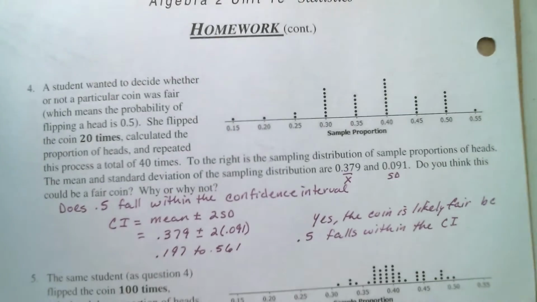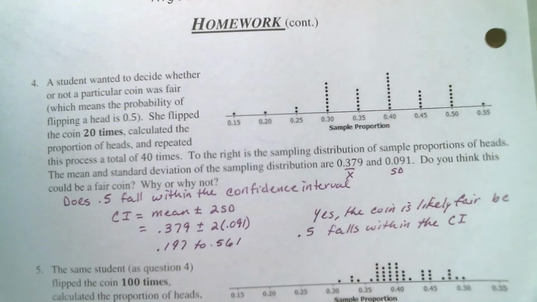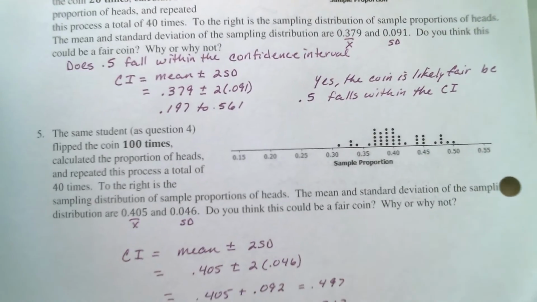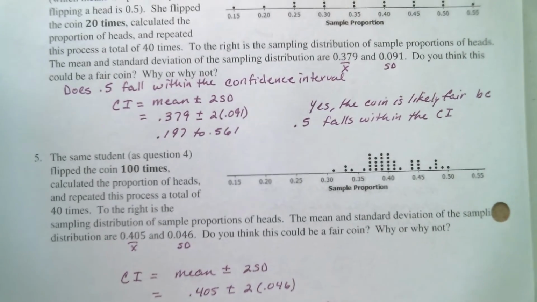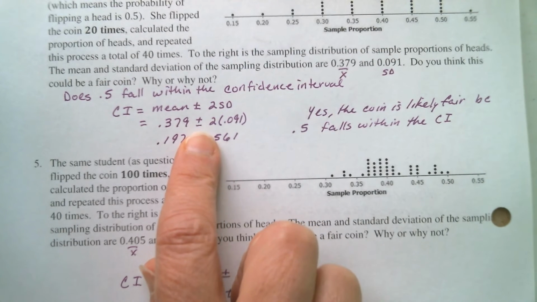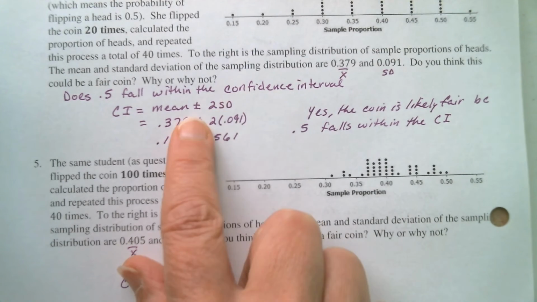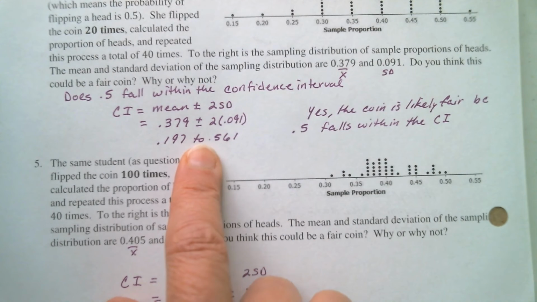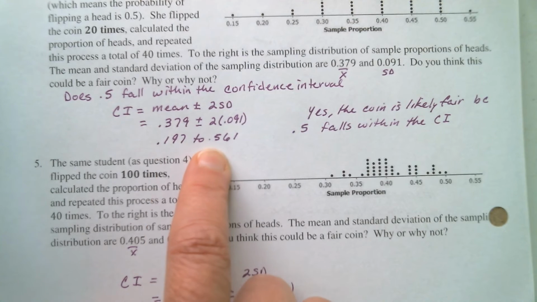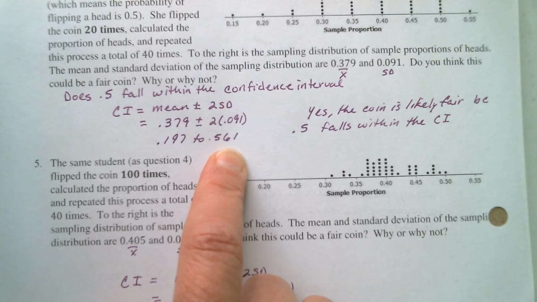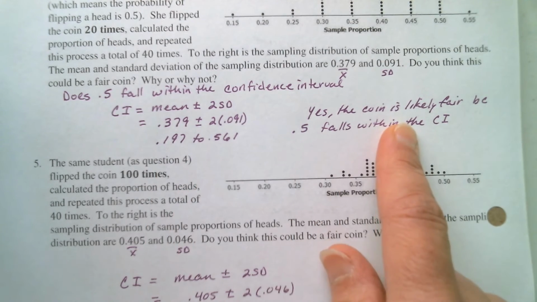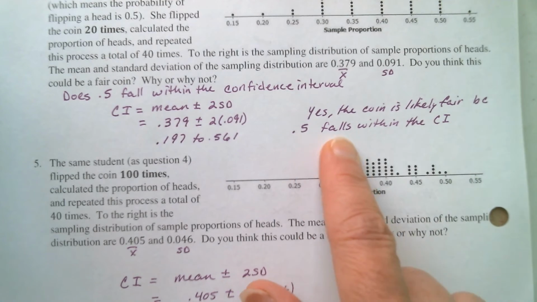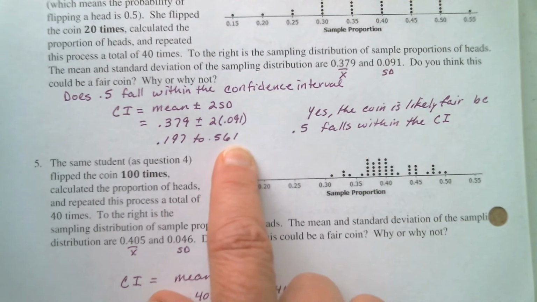Number 4, do you think the coin would be fair? Yes, but you have to show work to support that. So you do that by finding the confidence interval given the mean and standard deviation. The confidence interval is from 0.197 to 0.561. So yes, the coin is likely fair because 0.5 falls within our confidence interval.